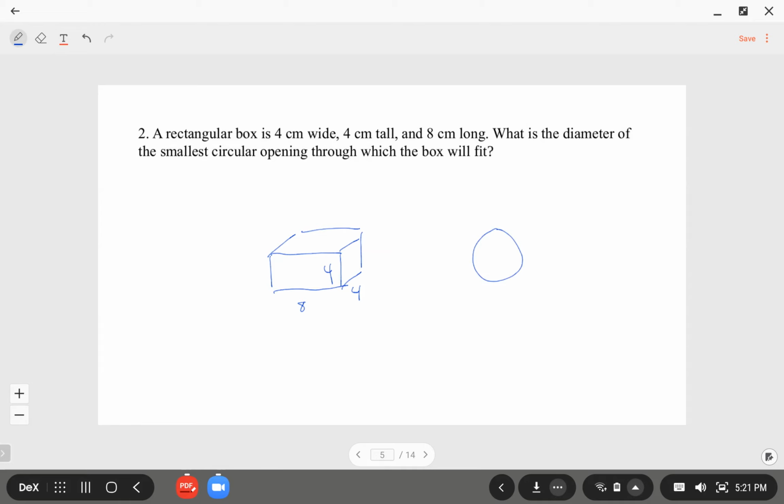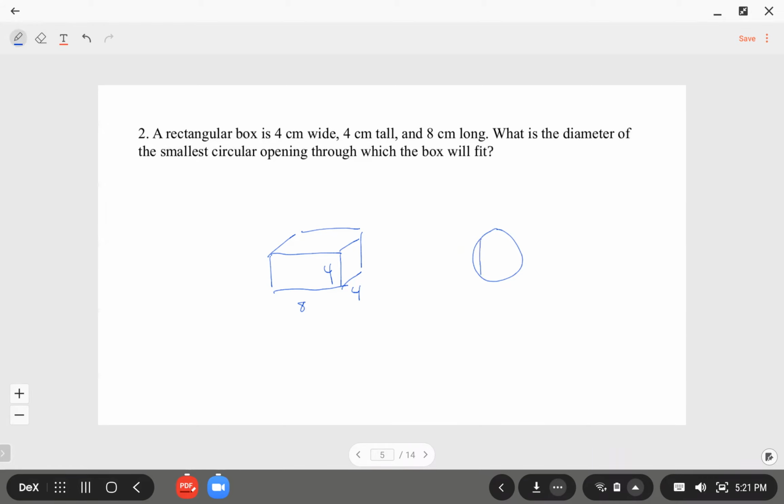Now there are two ways that this box will fit into a hole. It's either 8 times 4, and then it fits into this hole, or you can do 4 by 4, and fit into this hole. Obviously, 4 by 4 is the smallest circular opening, and besides, the other hole is an oval that's not circular.